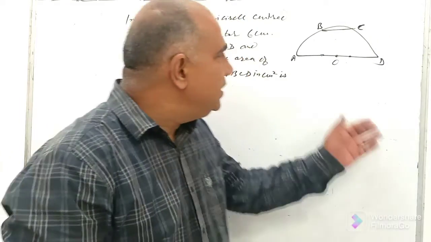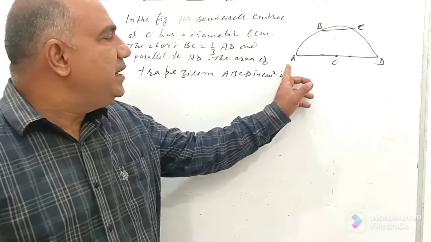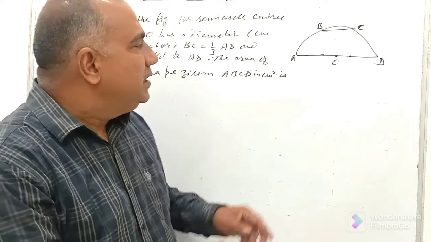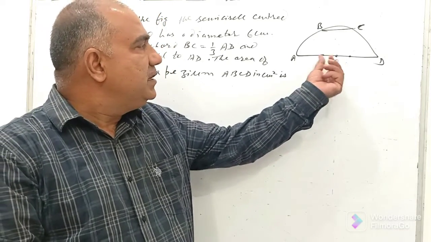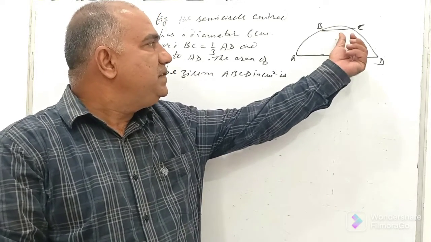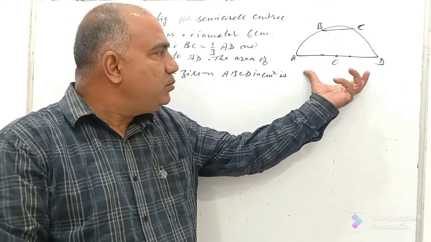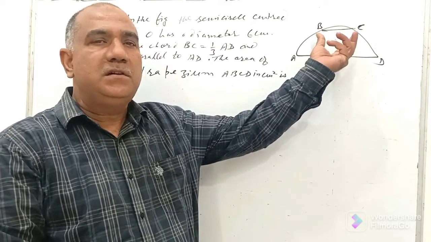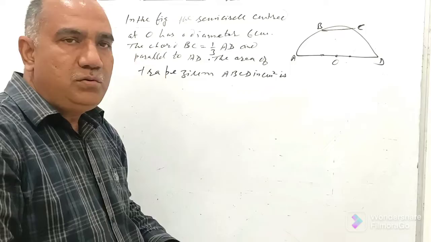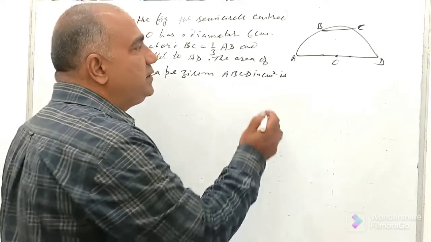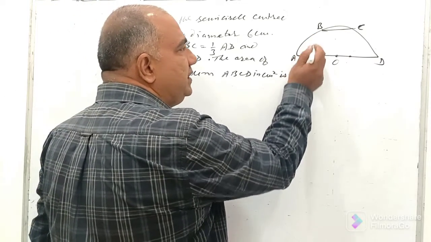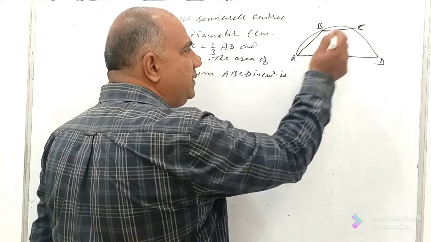So if you look at the figure, we are given that AD is 6 cm and O is the center, and BC is a chord which is parallel to AD and it is 1/3 of AD. So we need to find out the area of trapezium ABCD. So the trapezium can be made like this.